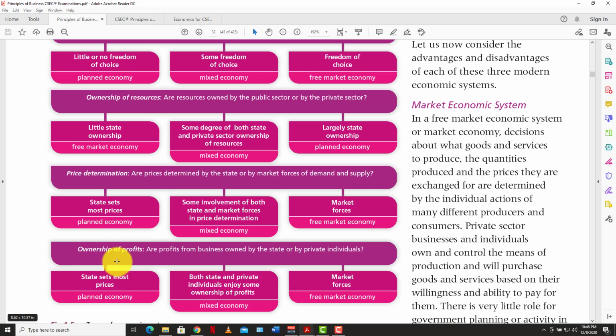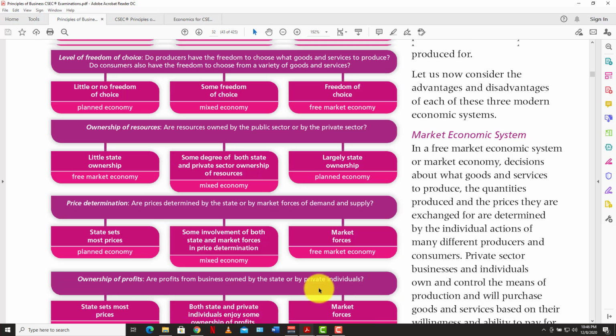Now, as it relates to ownership of profits, profits from business owned by the state or by private individuals. For the planned economy, of course, the state sets most prices, so the state are the ones who own and run everything. In the mixed economy, both state and private individuals enjoy some ownership of profits. So even in the mixed economy, some governments have shares in certain of the private institutions. For the free market, market forces determine how profits are shared, right?